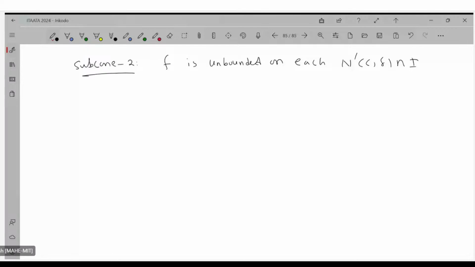Okay, so in this case there are two possibilities again. One possibility is that the limit of f is infinity. The other is, okay, so where is that?